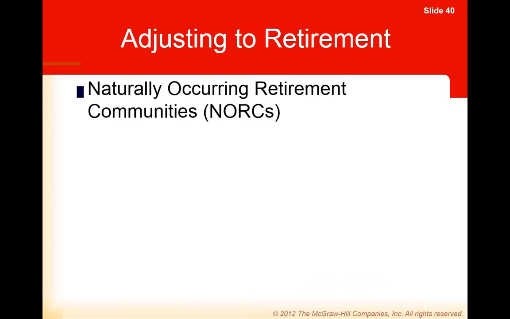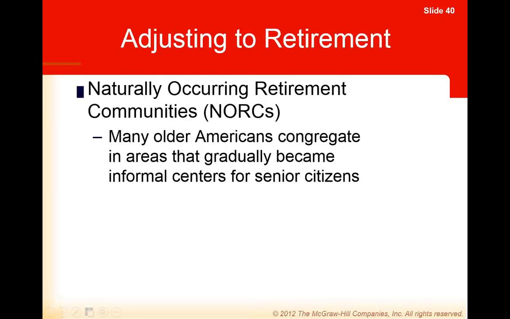So naturally occurring retirement communities, or NORCs, not NARCs, NORCs, these are areas that have been taken over by retirees. So areas where many older Americans congregate. And then these become informal centers for senior citizens.